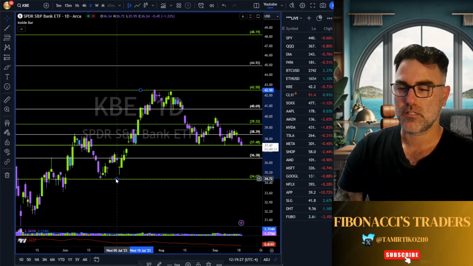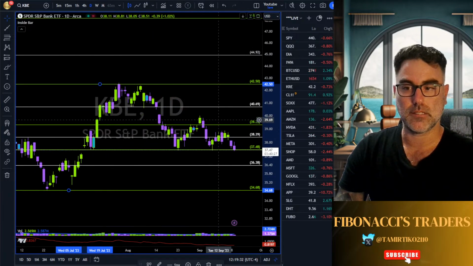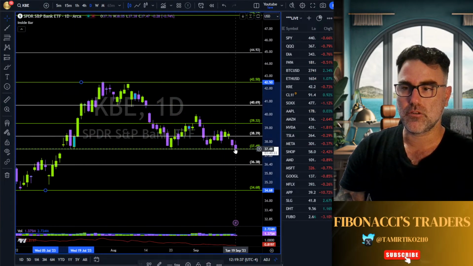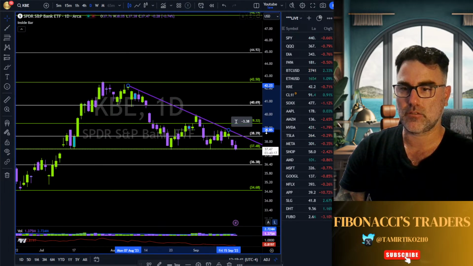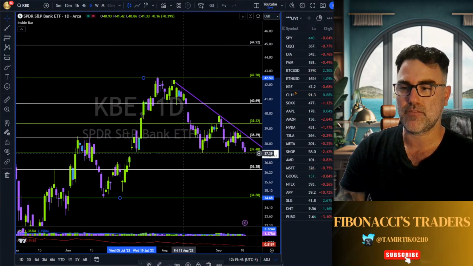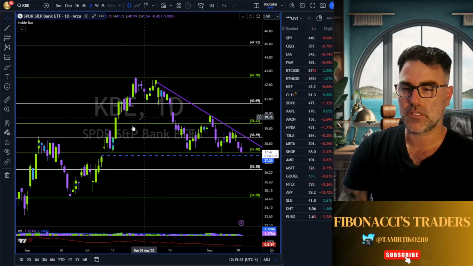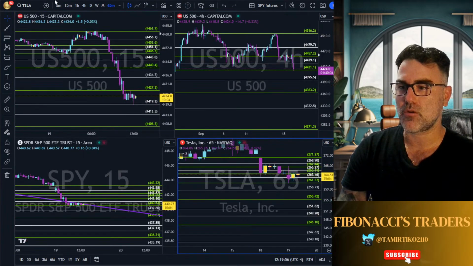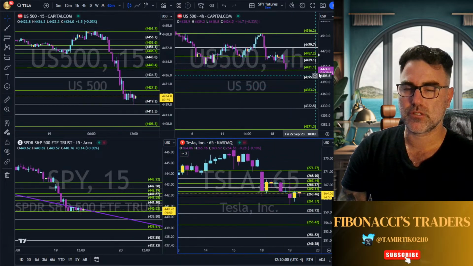KBE. Swing low, swing high, retracement 618. This is not magic. It's technical analysis. It's Fibonacci. If you want to go long, wait for this trend line to get broken to the upside. Short continuation below 37.50, and we have a gap over here. Always look left. Below this gap, 36.40.